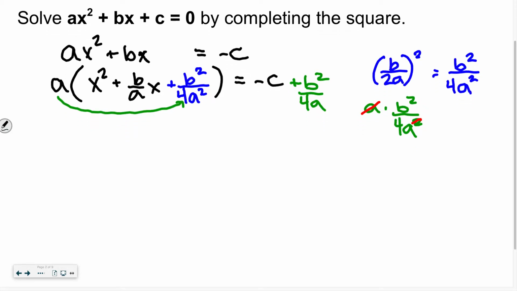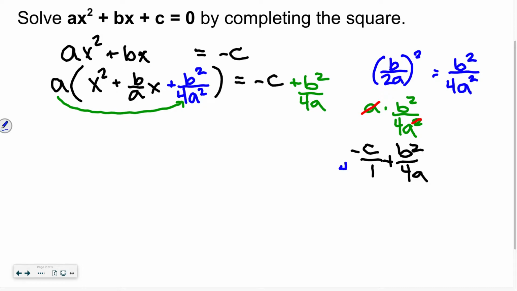Okay, so on that right side where I have negative c, I'm going to do a little bit of cleanup. And I'm going to say that is really negative c over 1 plus b squared over 4a. And I would really like to just be able to add those things together, but if they are two fractions, I need common denominators. So what's a good common denominator for 1 and 4a? Probably 4a, right? Whatever that may be.